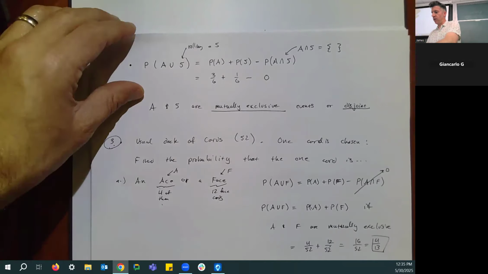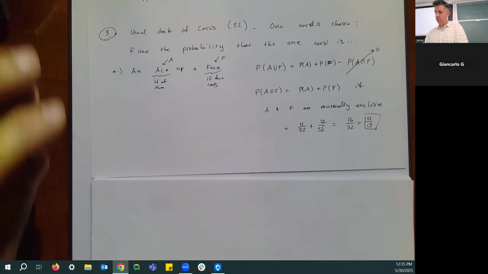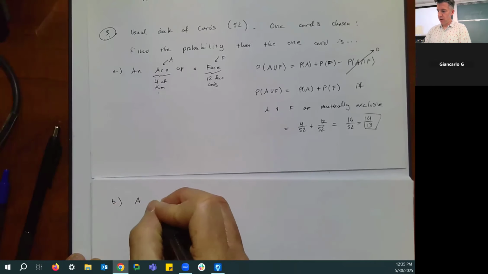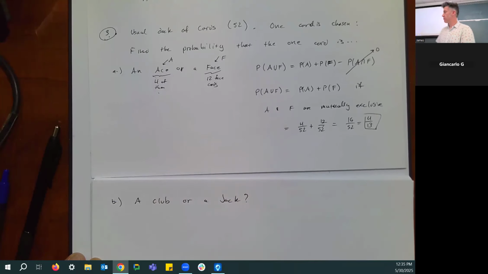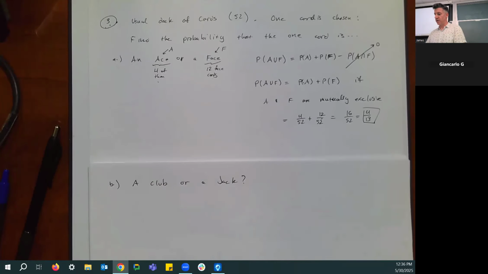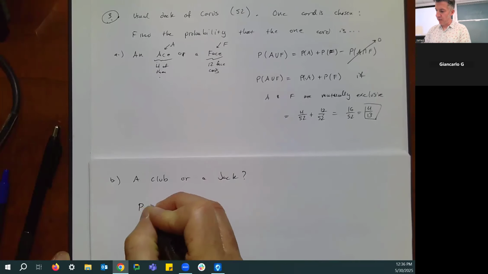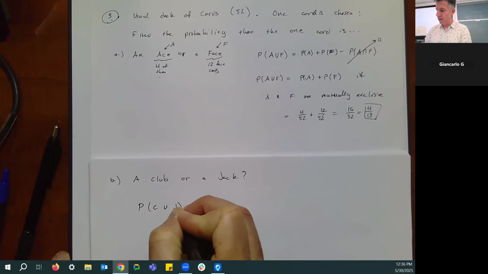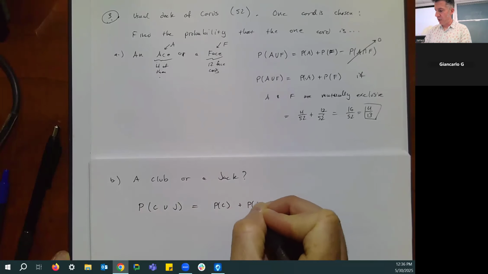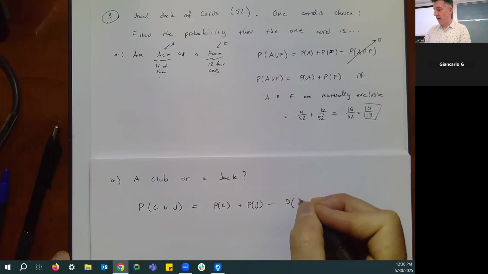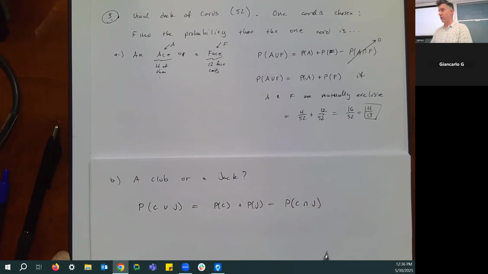What if I wanted to get a club or a jack? Why don't you all try writing this one down? So let's say you want to find the probability of a club or a jack. That's going to be the probability of a club plus the probability of a jack minus the probability of the intersection, where the card is a club and a jack, which is possible.